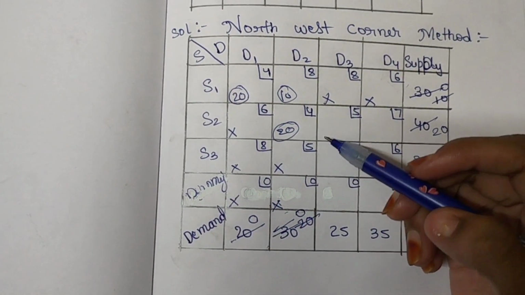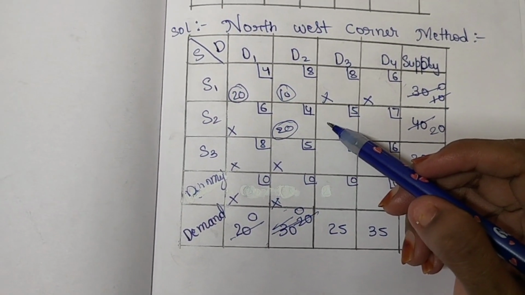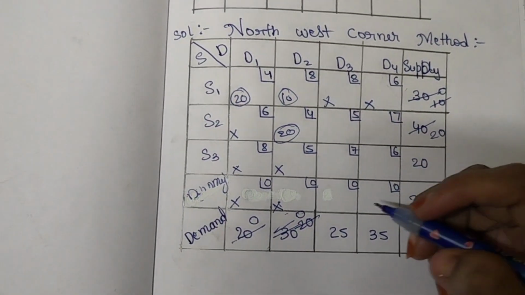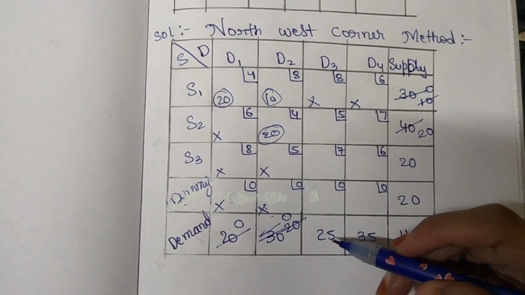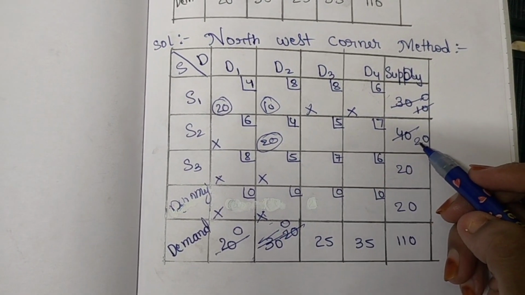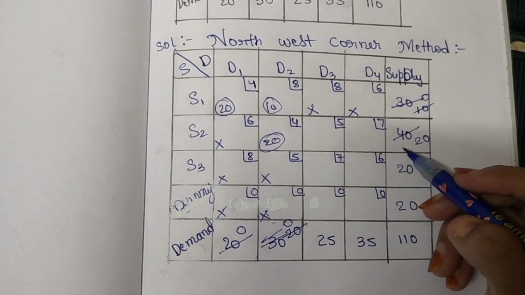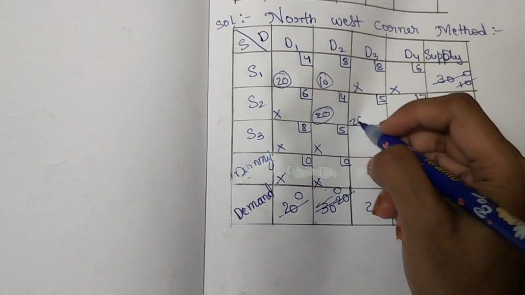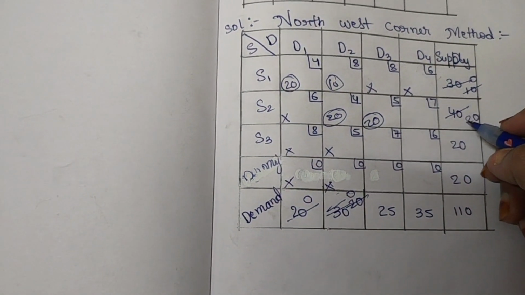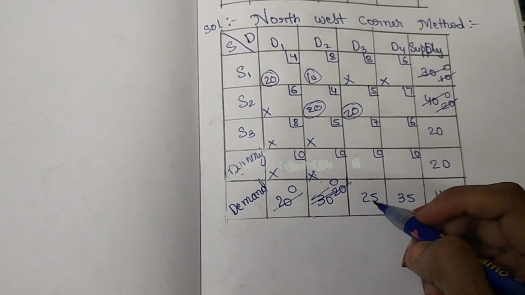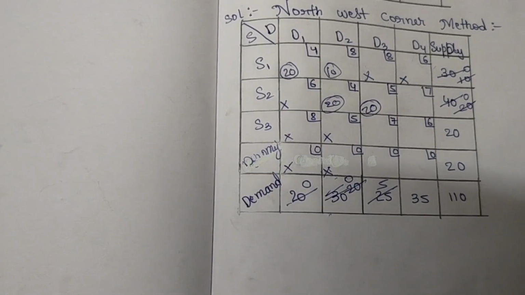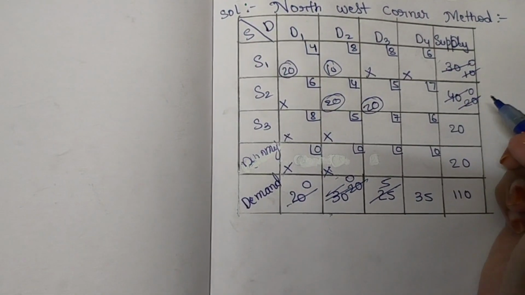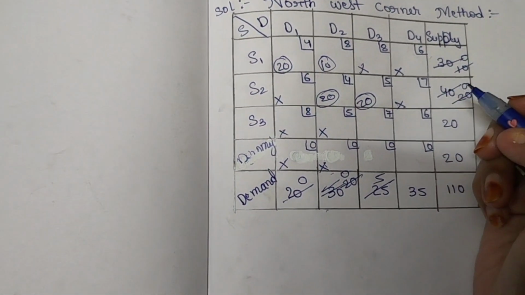Next northwest corner cell is this, that is S2 D3. Now we will allocate for this cell, that is we have demand 25 and supply 20, which is minimum, that is 20 is minimum. So we will allocate 20 for this cell. This 20 becomes 0. This 25 becomes 5. As this row became 0, the row will be crossed out.